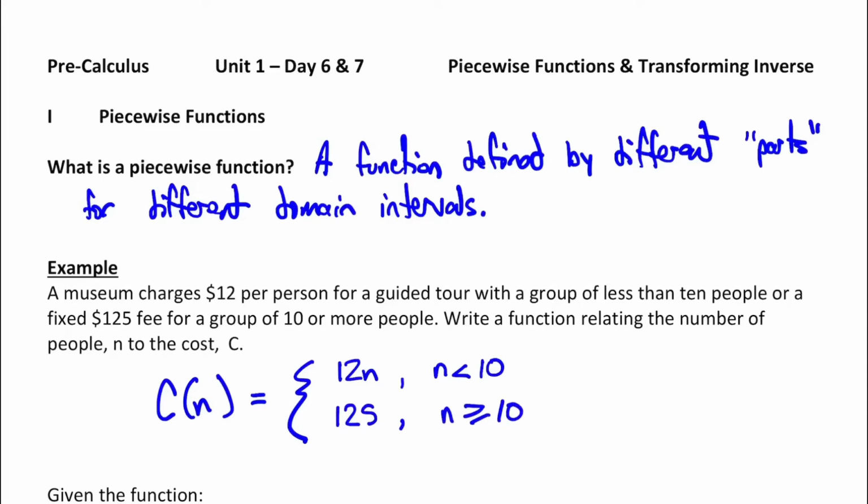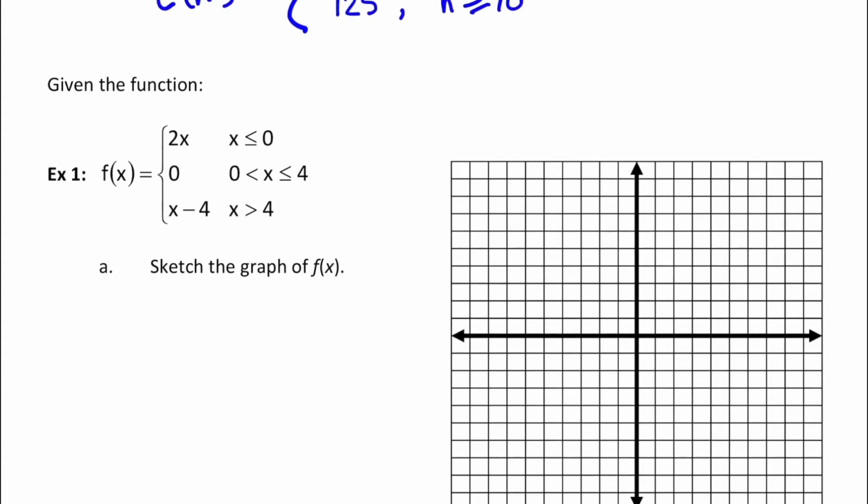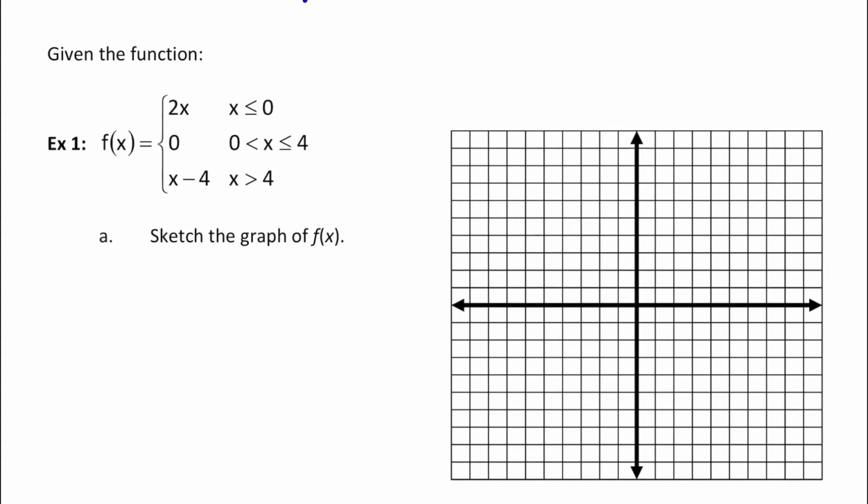All right, well, we're not going to have a lot of word problems, to be honest with you, in this course, but we're going to have problems that kind of look like this. Given the function f of x, sketch the graph of f of x. So f of x equals 2x when x is less than or equal to 0, 0 when 0 is less than x is less than or equal to 4, or x minus 4 when x is greater than 4.